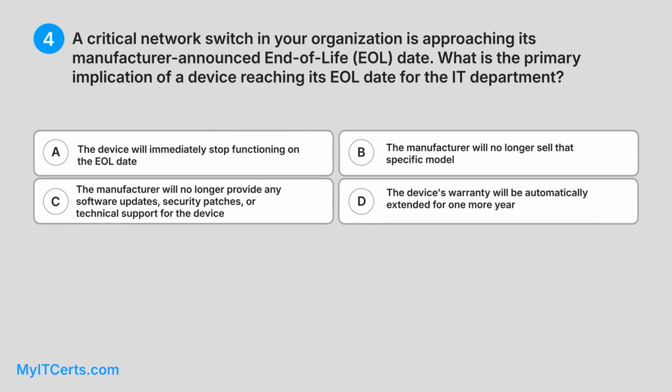4. A critical network switch in your organization is approaching its manufacturer-announced end of life (EOL) date. What is the primary implication of a device reaching its EOL date for the IT department? A. The device will immediately stop functioning on the EOL date. B. The manufacturer will no longer sell that specific model. C. The manufacturer will no longer provide any software updates, security patches, or technical support for the device. D. The device's warranty will be automatically extended for 1 more year. Do you know the answer?